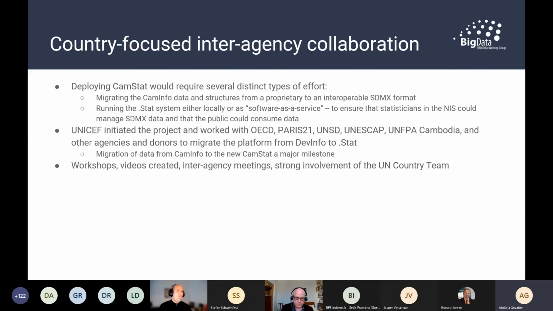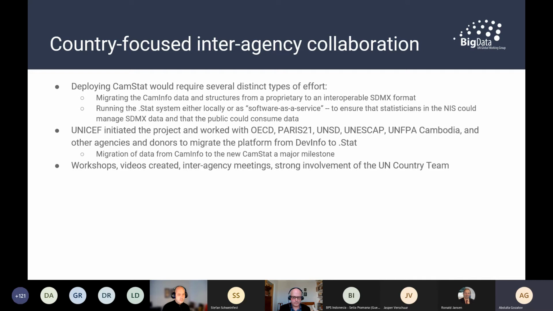All right, so UNICEF came out with an initiative to pilot the transition from DevInfo to the .stat platform, essentially to replace DevInfo with .stat. .stat is a software platform for statistical dissemination developed by a community led by OECD. And so in 2018, the project started on trying to migrate DevInfo to .stat.